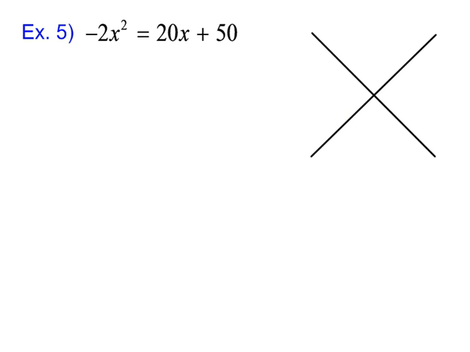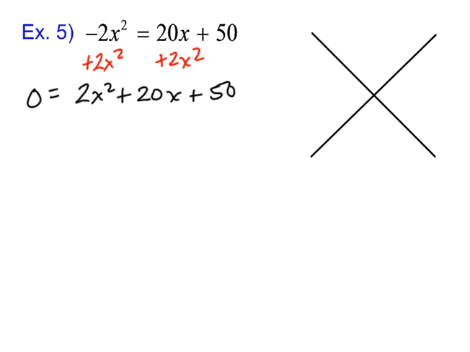Here we have negative 2x squared equals 20x plus 50. Again, it's not in standard form, so we're going to start out by adding 2x squared to both sides. Let's get everything to the same side. So I get 0 equals 2x squared plus 20x plus 50.